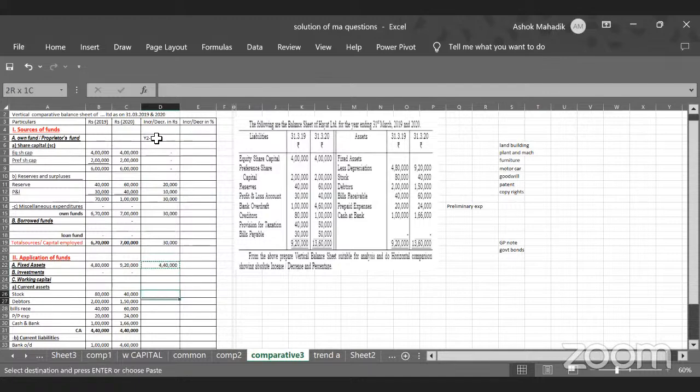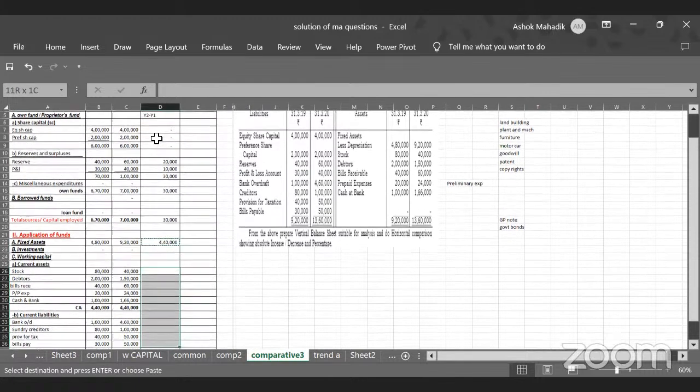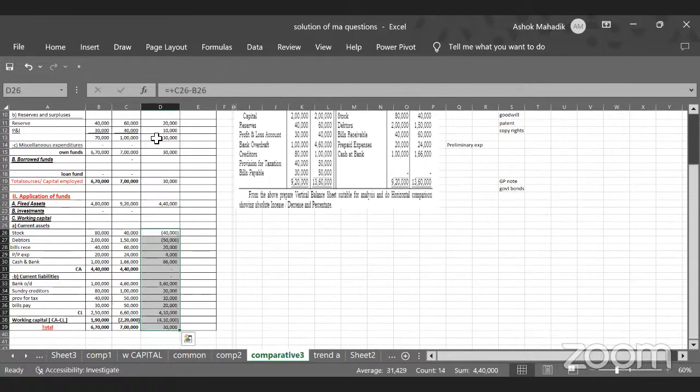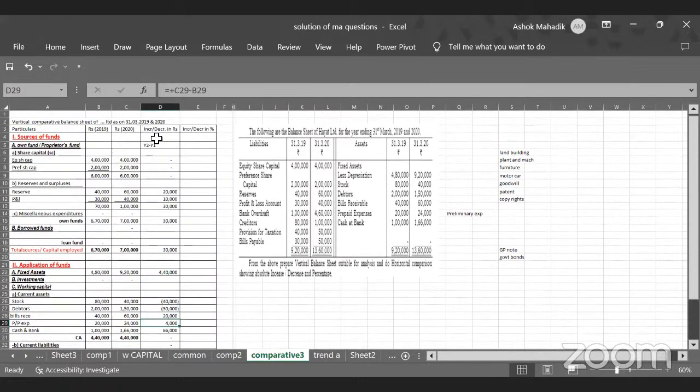Don't forget to carry your calculator tomorrow, students. Okay, so this is easy calculations. Won't take much time.